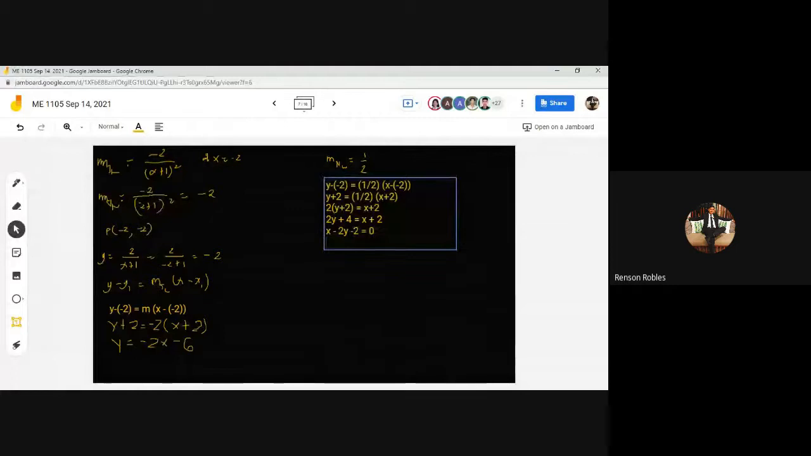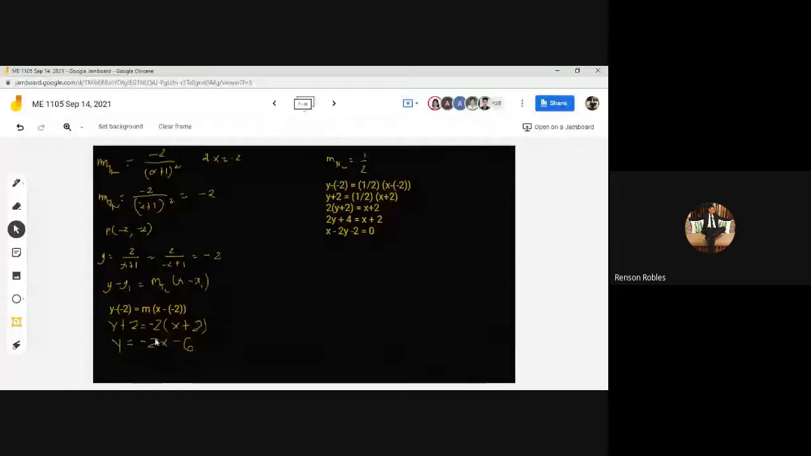Right? Let me see. So that's y plus 2. So that's negative 2x plus 2. All right. So y equals negative 2x. This is minus 4. Yeah. When this is thrown. Okay. So that's y equals negative 2x minus 6. And this is the equation of the tangent line. Thank you. And this is the equation of the normal line.